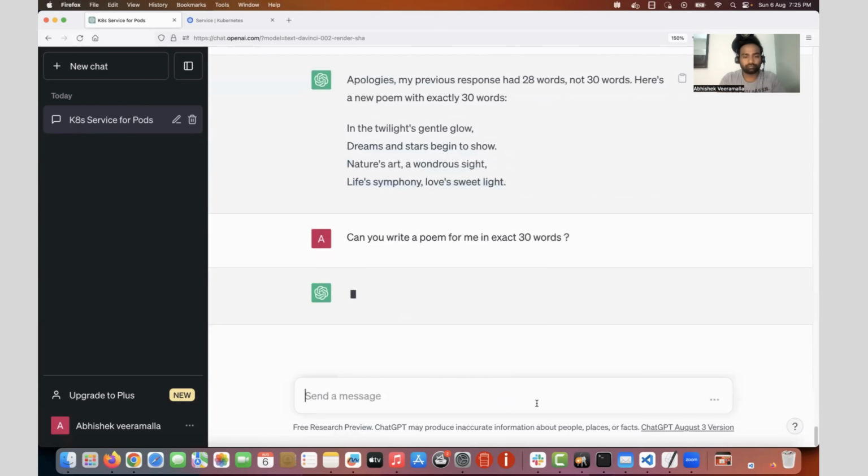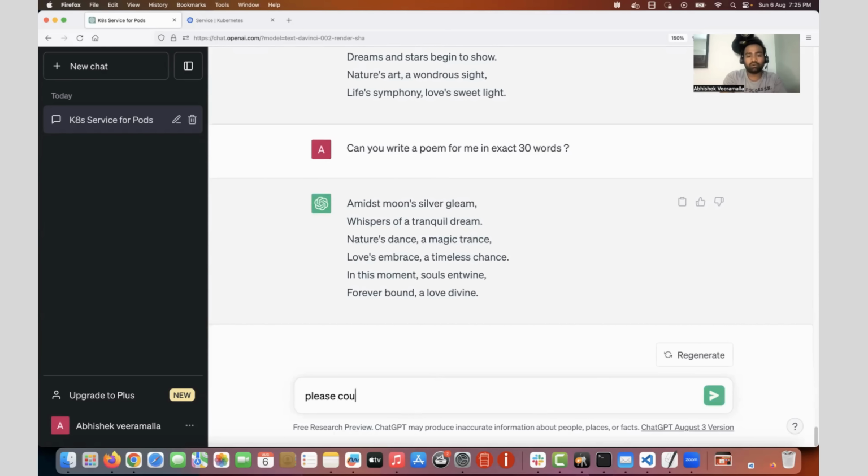Okay. Now let's ask ChatGPT to count the number of words. Please count the number of words for me in the above poem. Okay, it gave 31, but it is slightly closer, right? So here what has happened is it gave me 28 words. So there is a difference of two here, right? I asked for 30, it gave me 28. Now I just used exactly one word different. I've added that, can you write a poem for me in exact 30 words? Now what has happened is it gave me 31 words.